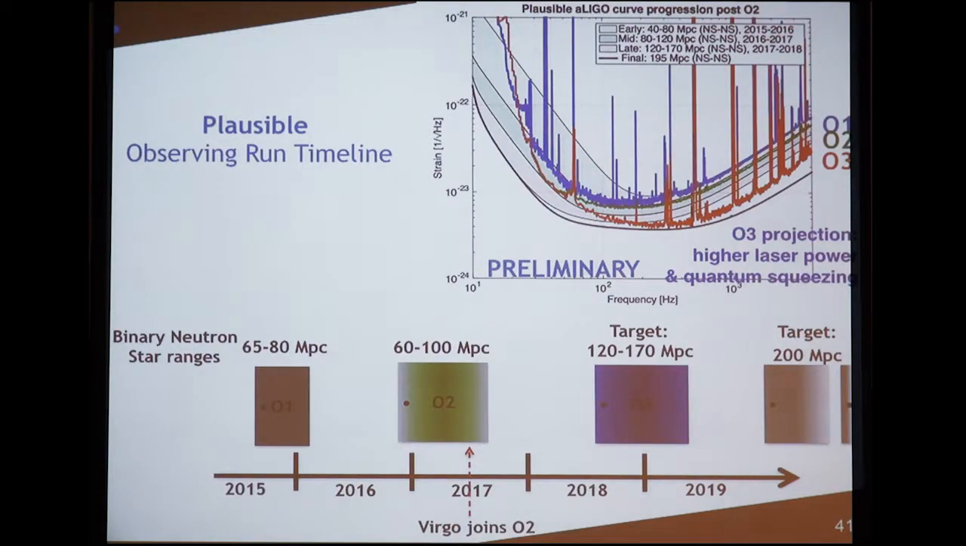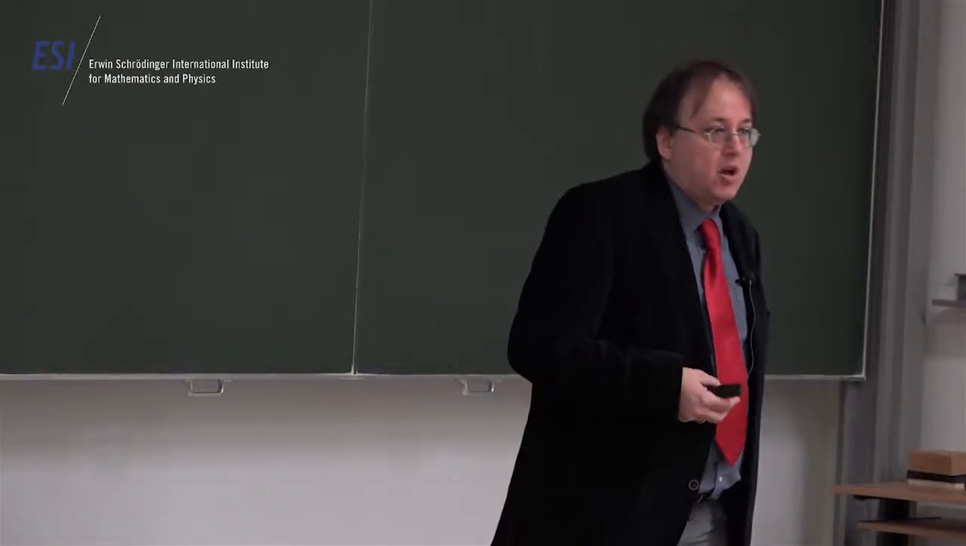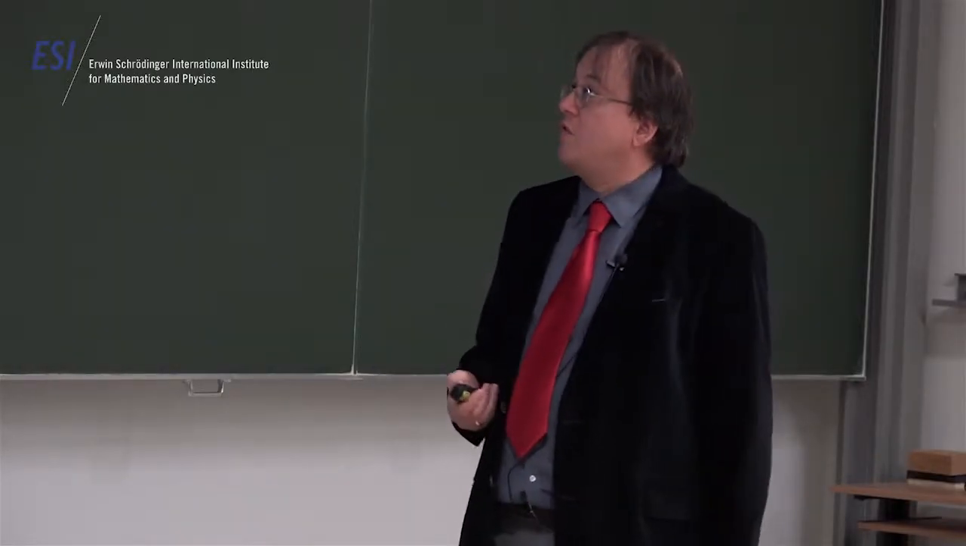This is the projected sensitivity development and the projected observation time. So we've gone through O1, we've gone through O2. In about a year from now, we'll do the third science run, which is a significant improvement in sensitivity. Hopefully, possibly tens of events of binary black holes will be detected. Then there will be another break of half a year or so, maybe a bit longer, and then we'll start to operate at the design sensitivity, possibly detecting binary black holes every few days.